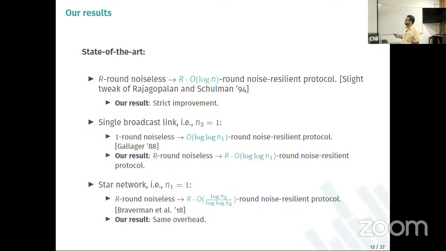Okay, so this finishes the description of results. Now we're going to go into proof techniques. How different is your protocol from Braverman's? Because this seems to be in the same spirit, right?